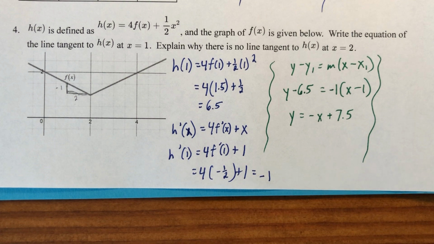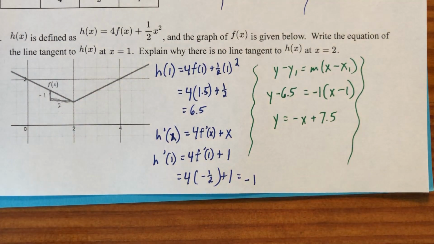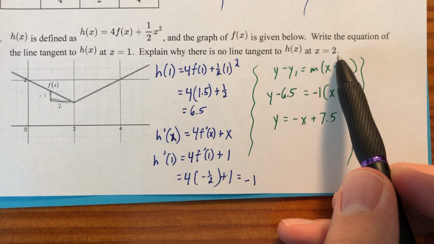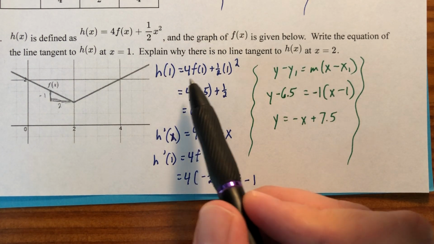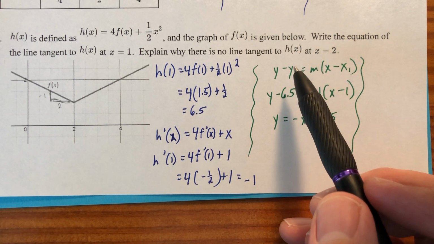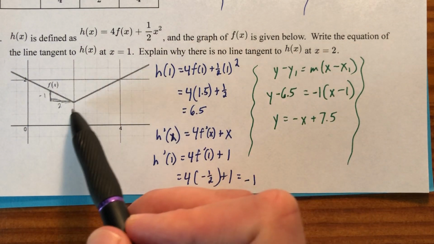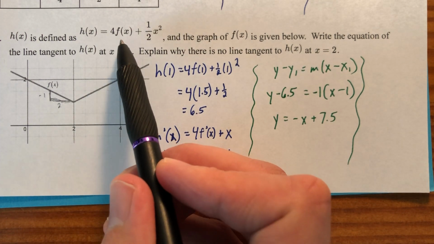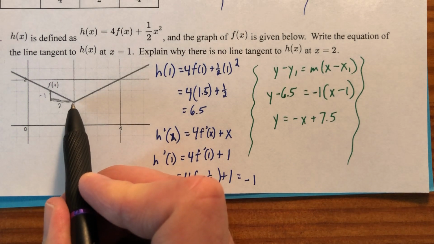However, we still have that one last sentence that we haven't answered yet, and we'll do that in purple. Explain why there is no line tangent to h at x equals 2. Okay, now let me give you the answer. If I wanted to find the equation of a line tangent to h at x equals 2, then I would need to find not only the value of h at 2, which is completely doable, but I would also need to find the value of the derivative of h at 2, which involves finding the slope of f at 2, and the slope of f at 2 is undefined.